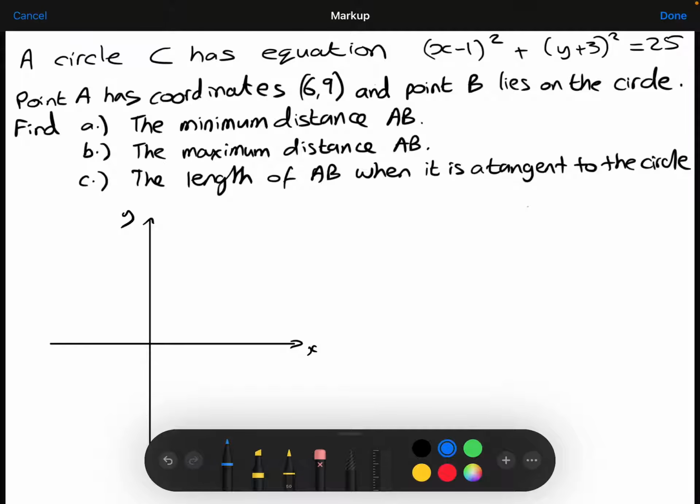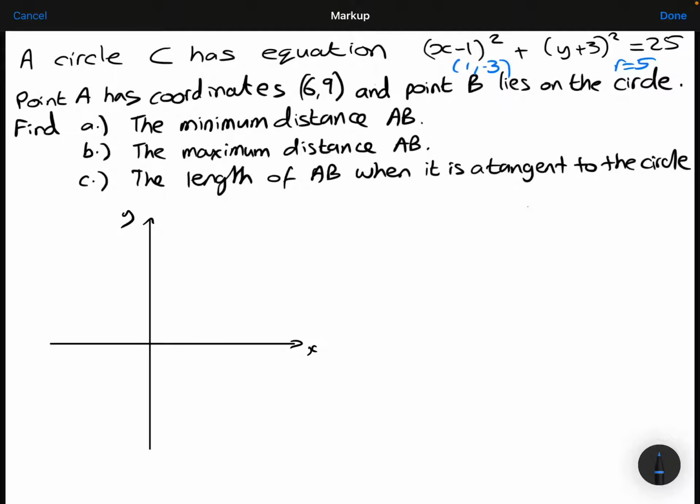Right, the circle. I know the centre of the circle has x coordinate 1 and y coordinate minus 3, the 1 coming from here, the minus 3 coming from there. And I know the radius of the circle is the square root of 25, which is 5. So let me mark that onto my set of axes. The centre is (1, −3), and if the radius is 5, then it's going to look something like that. I'm just drawing this really roughly. It's just a sketch to help me visualise what's happening.